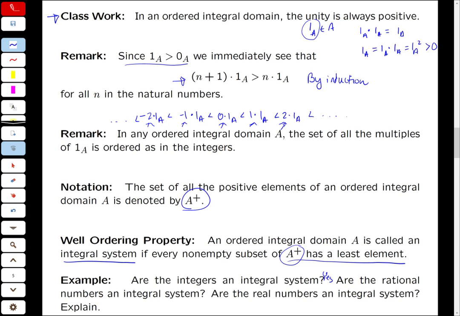Are the rational numbers an integral system? You don't know what the smallest one is. Suppose I had said you're looking at 1 over n to infinity. These are all on that interval. Those are all positive numbers. But what is the smallest one in this interval? Yeah, it doesn't have a smallest value. It goes down to 0. It approaches 0. Its limit is 0. But 0 is not a positive number. So it does not have a smallest value.